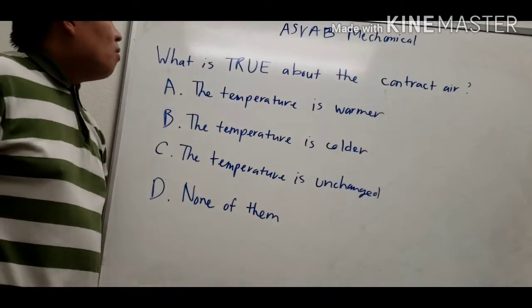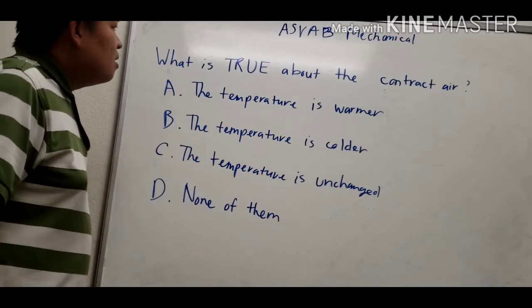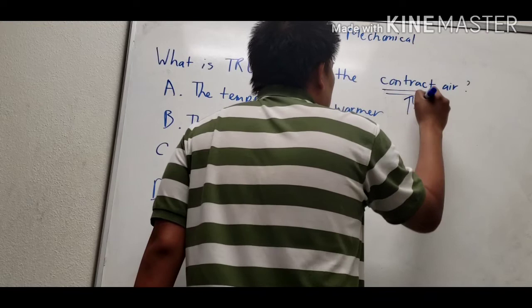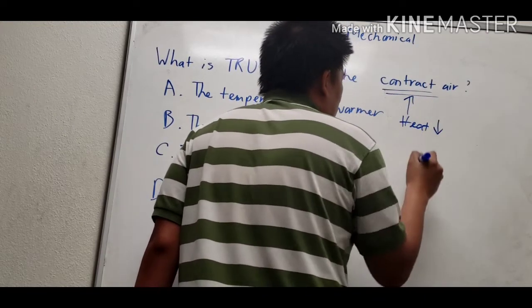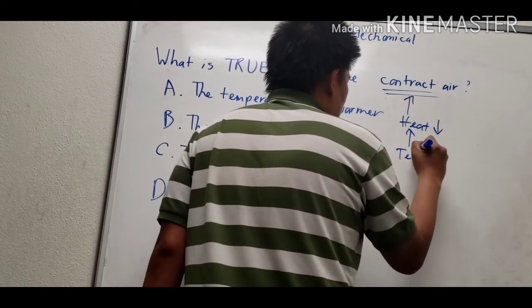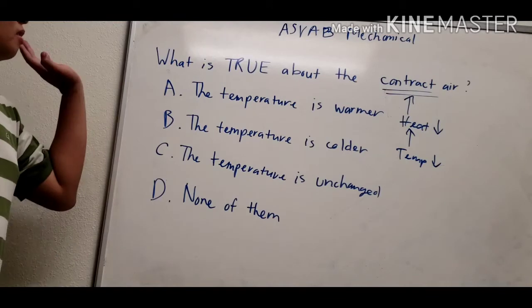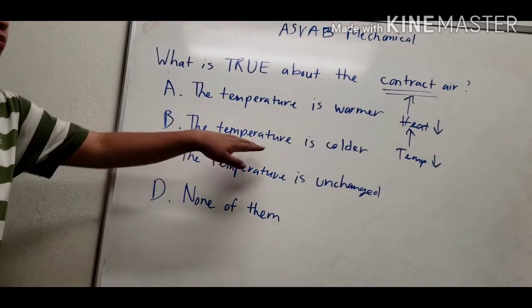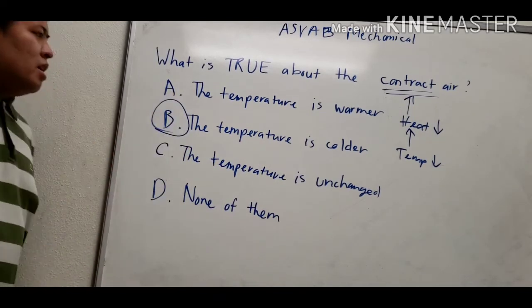What is true about the contracted air? We have A, B, C, D. We know that in the contracted air, the heat will reduce, so the temperature will reduce. Therefore, what is true about the contracted air? It means the temperature is cooler. So that's the answer B.